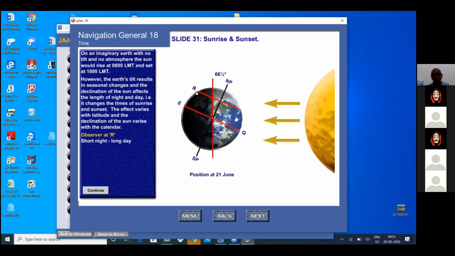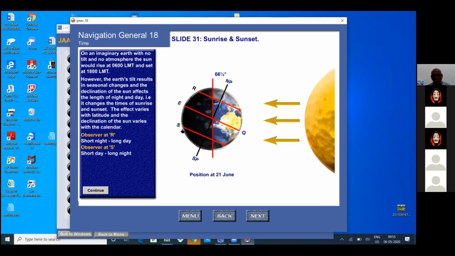So if the observer's here, he has very little darkness and mostly daylight. That means sunrise is before 6 o'clock and sunset is after 1800 hours. That is why you have such a long day. This happens in summer. Okay? So a short night and a long day.